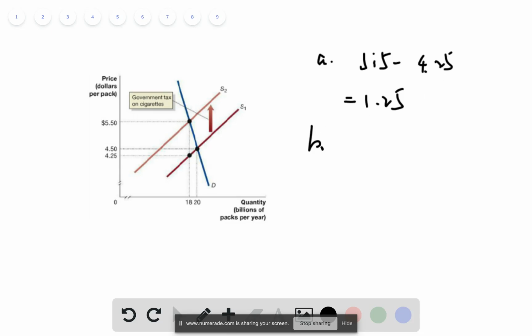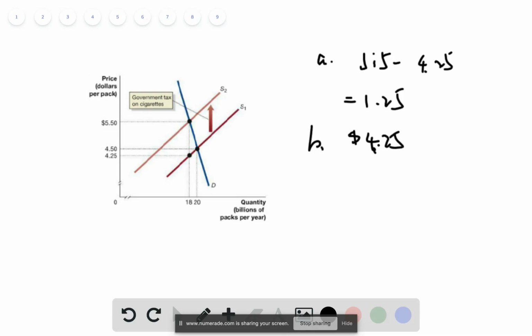And part B says, what price does the producer receive after paying the tax? So for the producer to receive after paying the tax, you need to find the new supply curve, S2, and the demand curve D. So basically, the consumer needs to pay 5.5 for each unit, and the seller can only get 4.25 for each unit. So that should be 4.25, and the difference goes to the government.